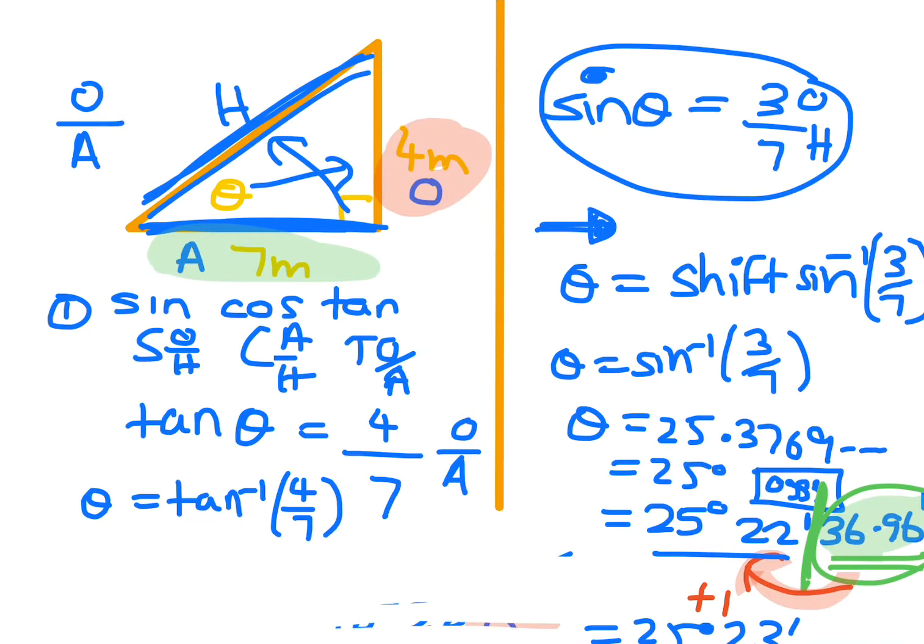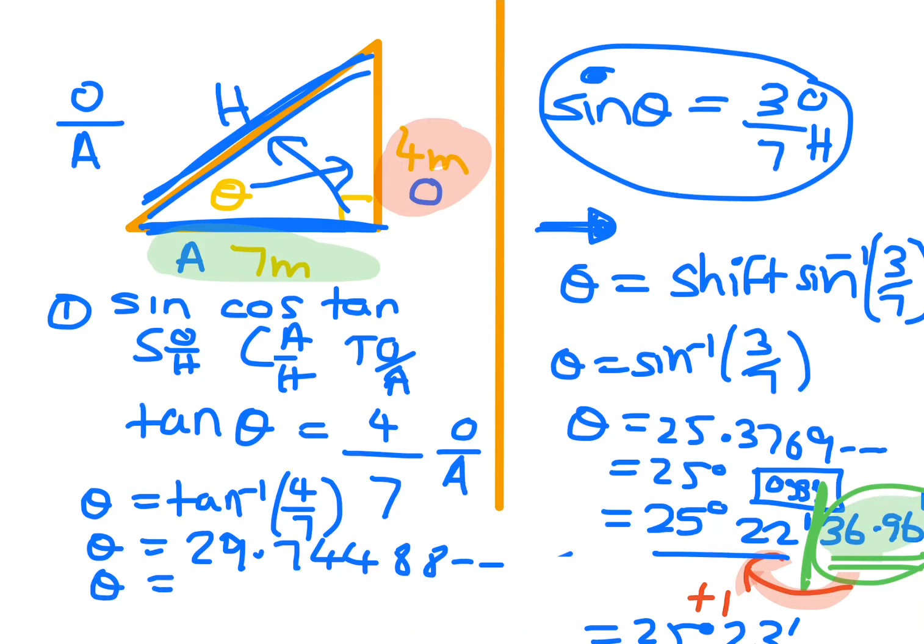So when you're getting your theta, what will your theta be? You go shift, tan, and you go 4, 7, and you end up with 29.74488. Now, when you're looking at that, you have to ask yourself, what am I going to round off? So you've got to check what the rounding is. If it's to the nearest degree, it will just be 30 degrees. Because if you look at the 7 next door, it's greater than 5, and this is in decimal form, so it's 5 and above. So it will round up, and you have to add 1.